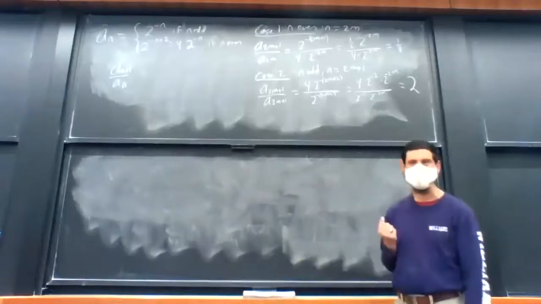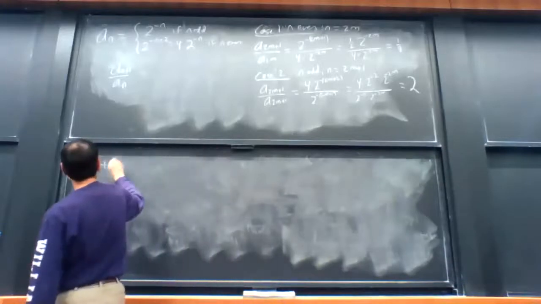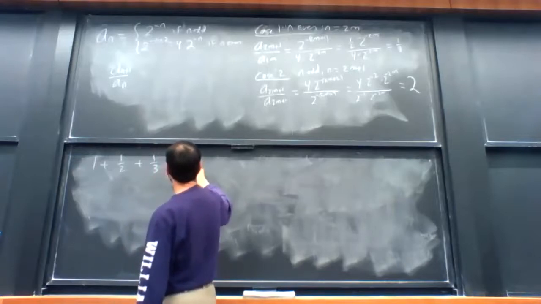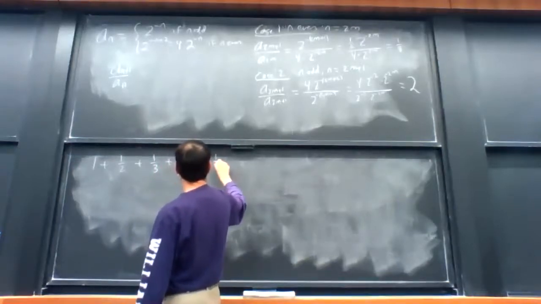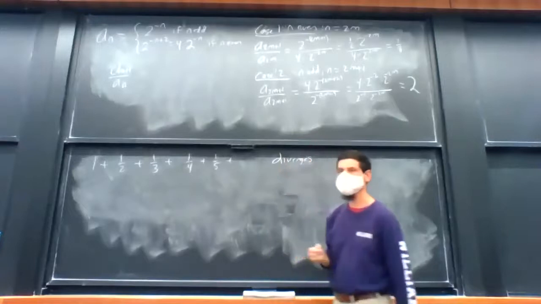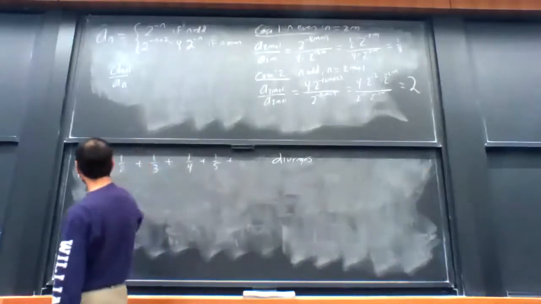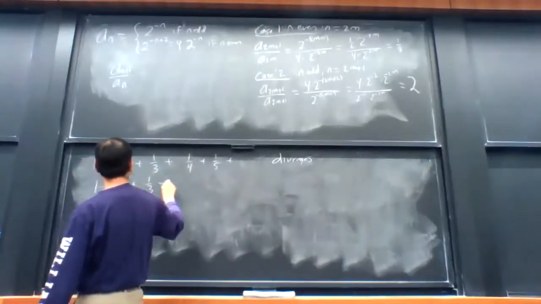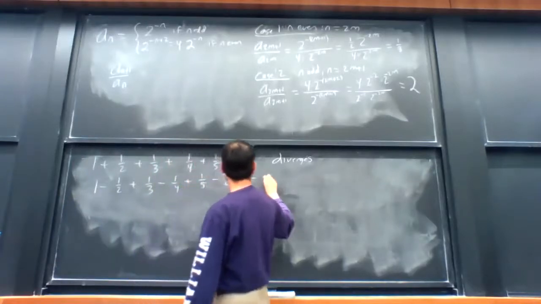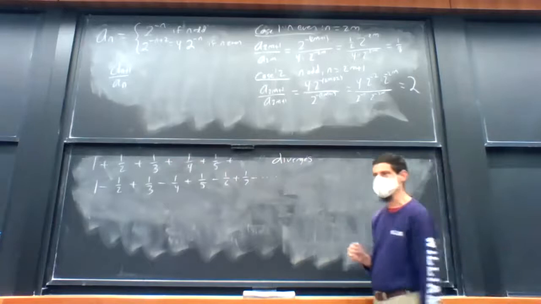I want the terms going to 0, but the sum to diverge: 1 over n. So I do 1 plus a half plus a third plus a fourth. This is the harmonic sum that diverges. So what I want to do now is look at the alternating harmonic sum: 1 minus a half plus a third minus a fourth plus a fifth minus a sixth plus a seventh, and so on. So the question is, does this converge or diverge?